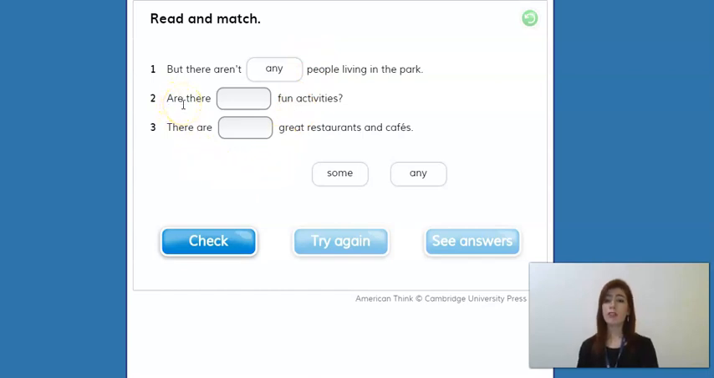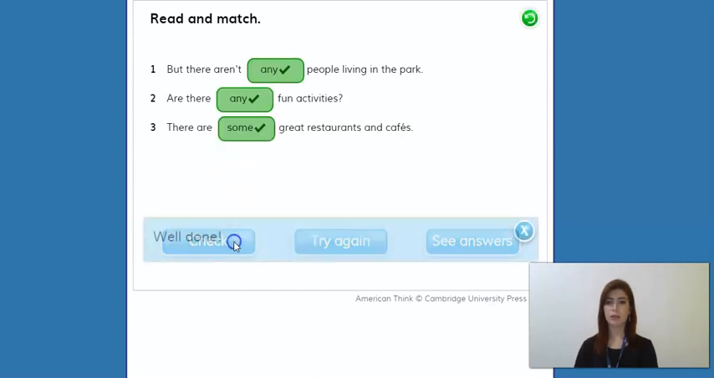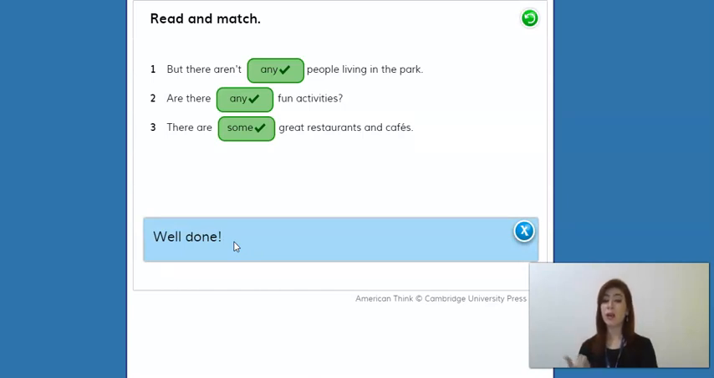Well, here we have a question. So what's the best possibility here? Some or any? We saw before that it's any, right? And then finally, the one that's left, there are some great restaurants and cafes. Let's check. Very well, that's it. Now let's take a look at the rule to understand better how it works.